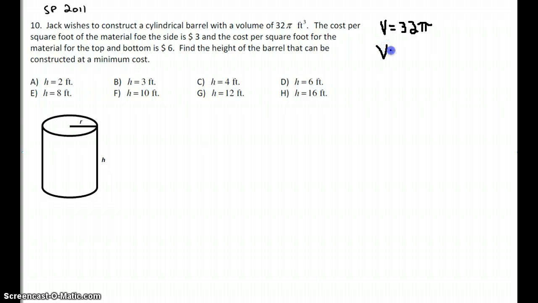The volume of any cylinder is pi r squared h. So that 32 pi is equal to pi r squared h. And we'd have the pi's canceling out, and we'll call it h being equal to 32 over r squared.